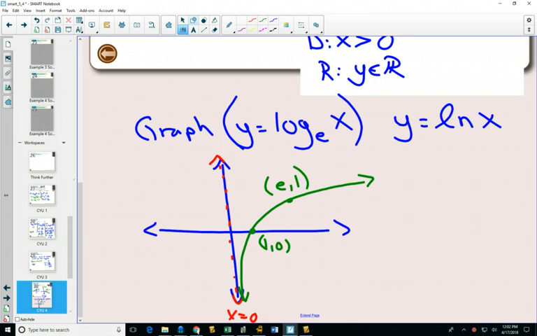All right, questions for practicing the basic graphing ones, 10 and 11.